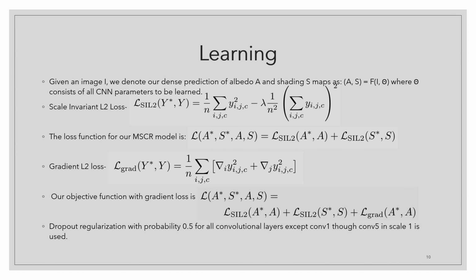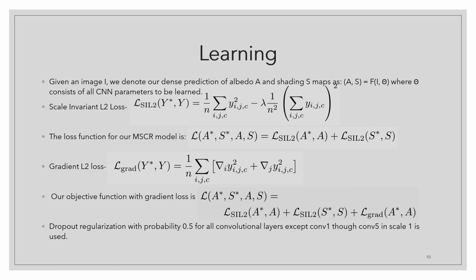Since the intensity of our ground truth albedo and shading is not absolute, imposing standard regression loss, the L2 error, does not work. Hence, to learn the parameters theta, we use the scale invariant L2 loss described in the equation. Let y star be the ground truth image in log space of either the albedo or shading, and y be a prediction map. Denoting small y equal to y star minus y as the difference, the scale invariant L2 loss is as shown in the equation, where i and j are image coordinates, c is the channel index, and n is the number of evaluated pixels.